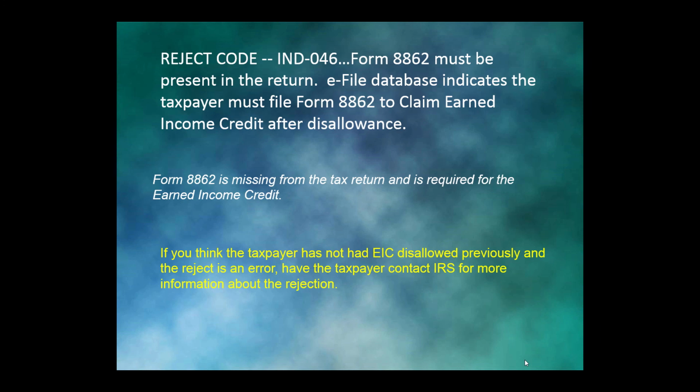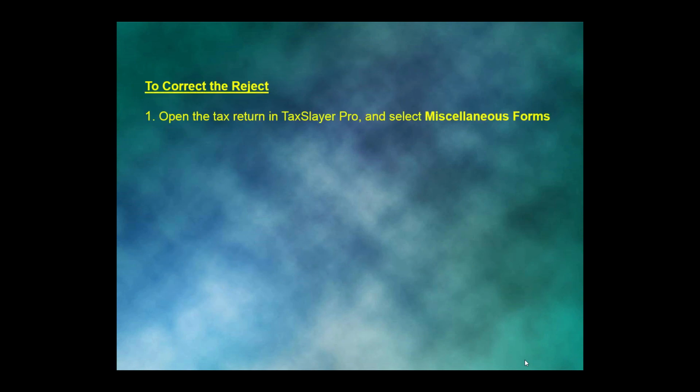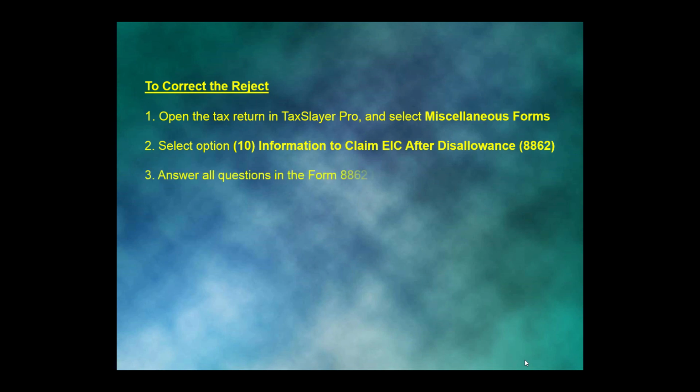If you think that the taxpayer has not had EIC disallowed previously and the reject is an error, have the taxpayer contact the IRS for more information about the rejection. To correct this reject, open the return in TaxSlayer Pro and select Miscellaneous Forms. Select option number 10, Information to claim EIC after disallowance. Answer all questions in the Form 8862 menu, add the return to the e-file table, and retransmit the corrected tax return.